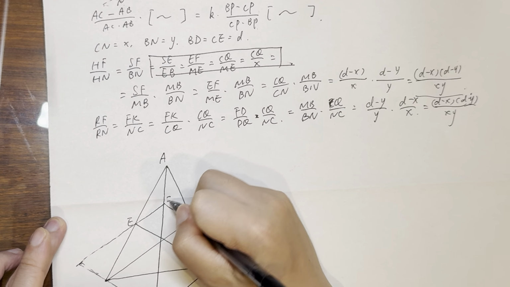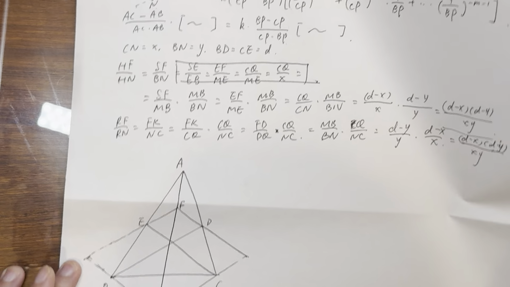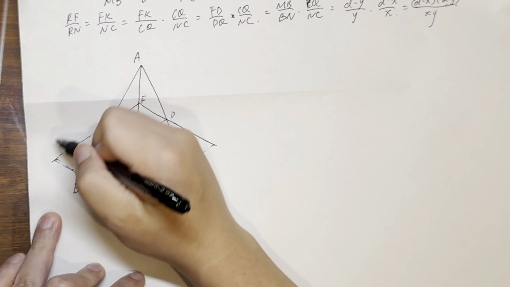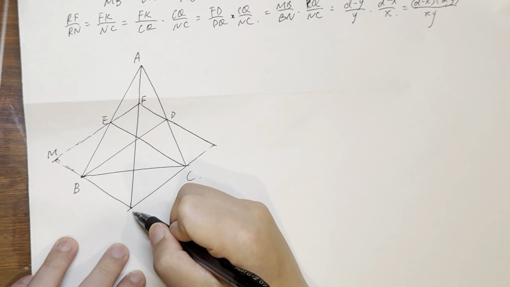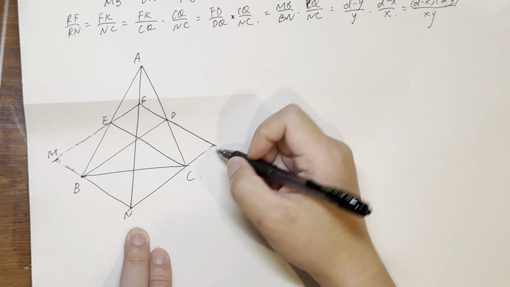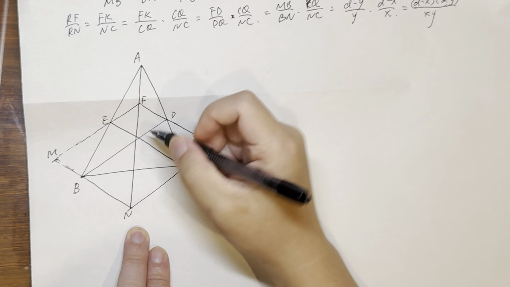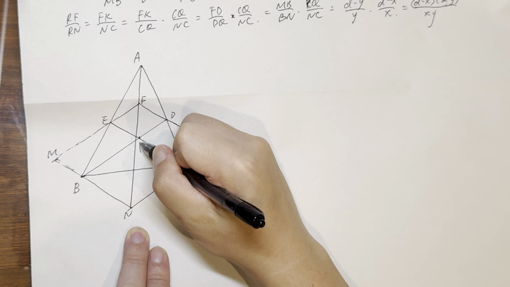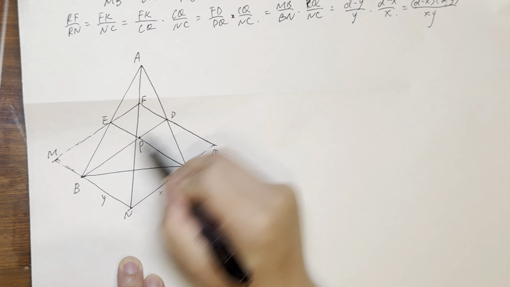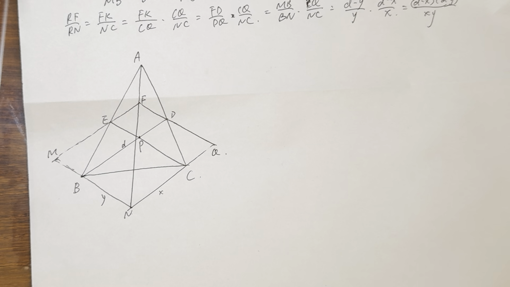Okay. This is our new figure. We just proved that N, F, A are collinear, right? Q and this point is P. CN is X, BN is Y, and BD equals CE equals D.